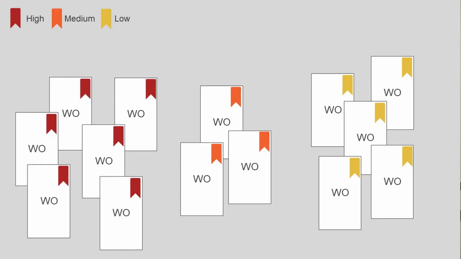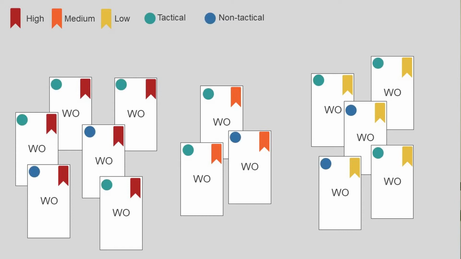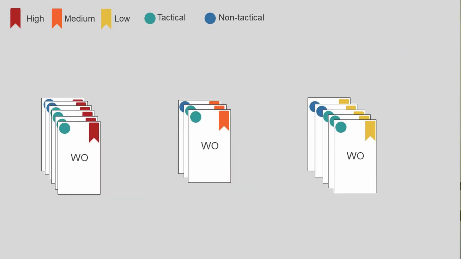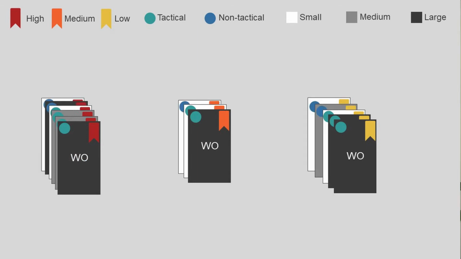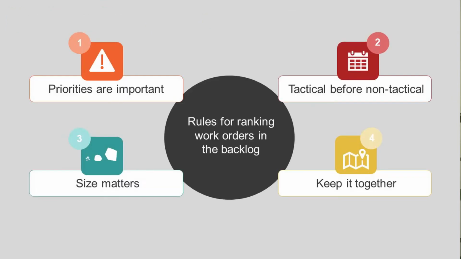Now let's recap. We ranked the work orders according to their priority groups in rule number 1. And then in rule 2, we took each priority group and split it tactical and non-tactical. Now in rule 3, we've taken the tactical and ranked the biggest work orders to the smallest, and then non-tactical, the biggest to the smallest.